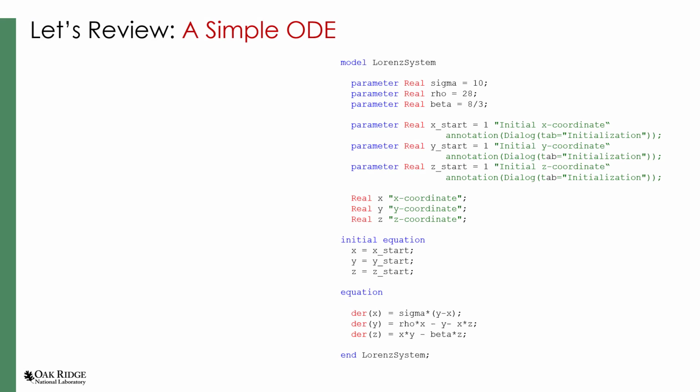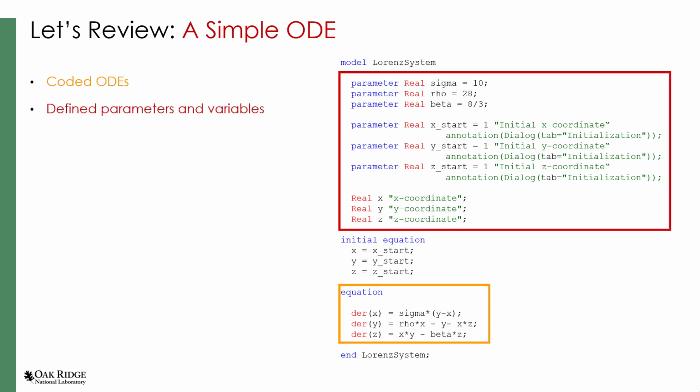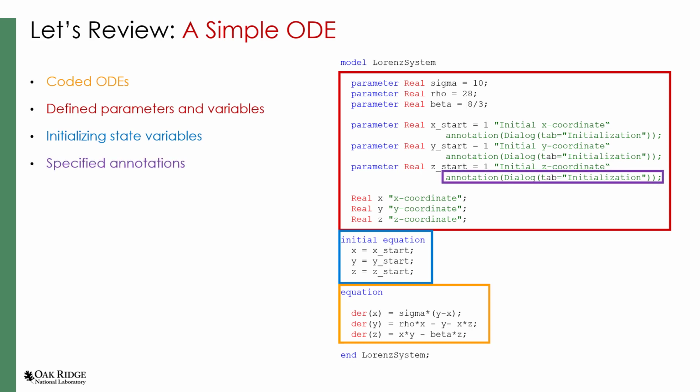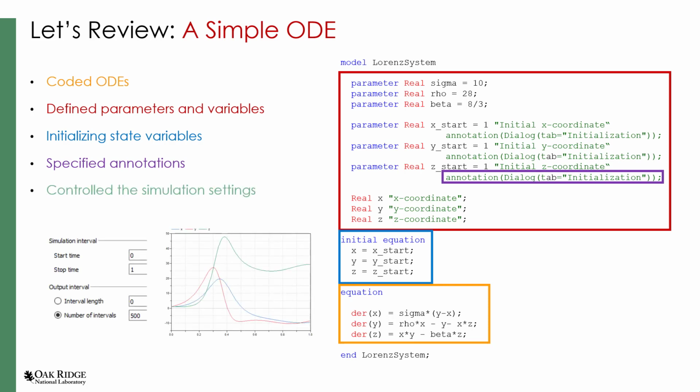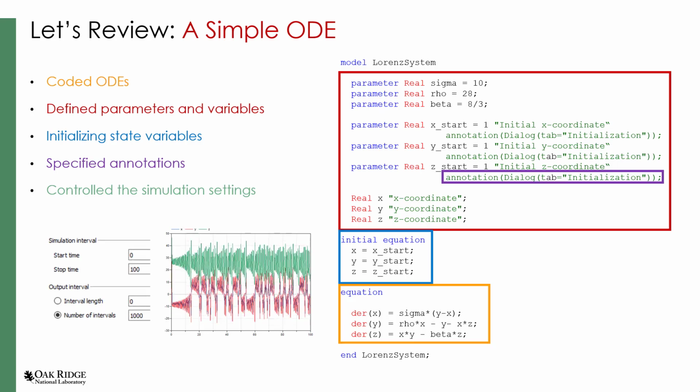Let's review what we've done in today's training. First, we coded 3 differential equations for the variables x, y, and z. Next, we defined parameters and variables for our system, including start values. We then set the start values of x, y, and z to the values we'd specified. Next, we specified annotations to control where our parameters show up on the parameter GUI. Finally, we altered our simulation settings and saw the impact it had on our results.